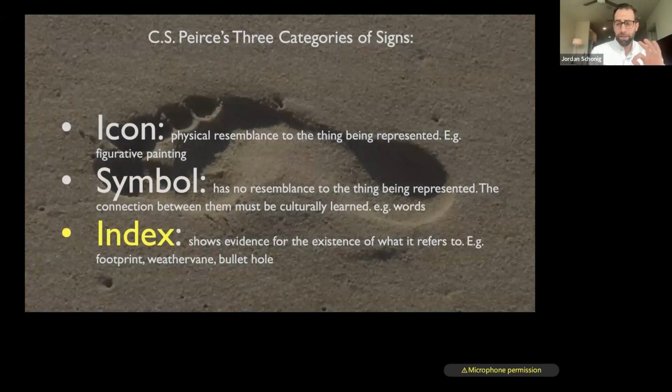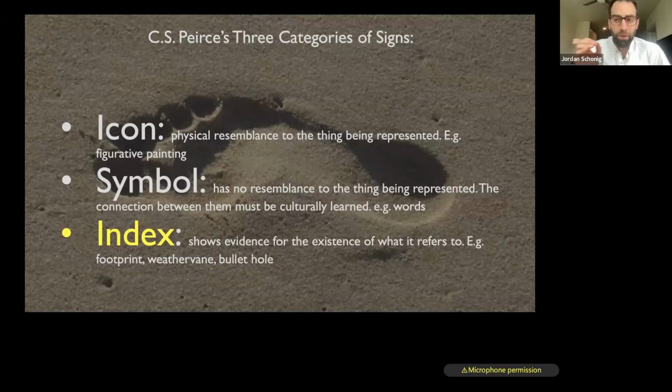Index is the special one. So for Peirce, an index is a sign that shows evidence for the existence of what it refers to, often through some kind of material or causal relation. So a footprint, a weather vane, and a bullet hole are all indexical signs.